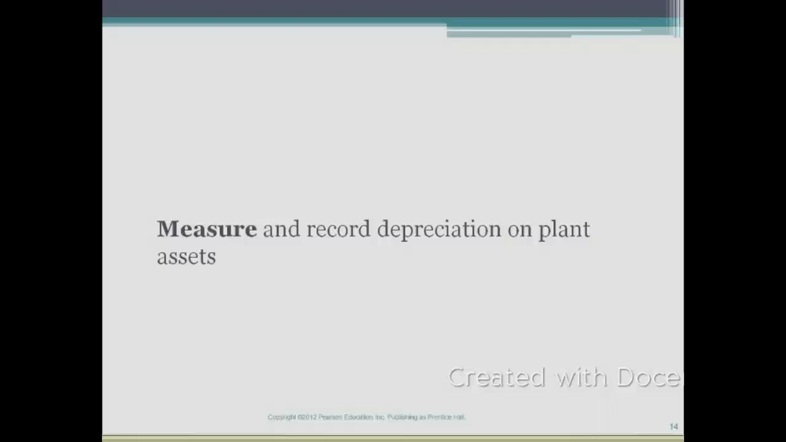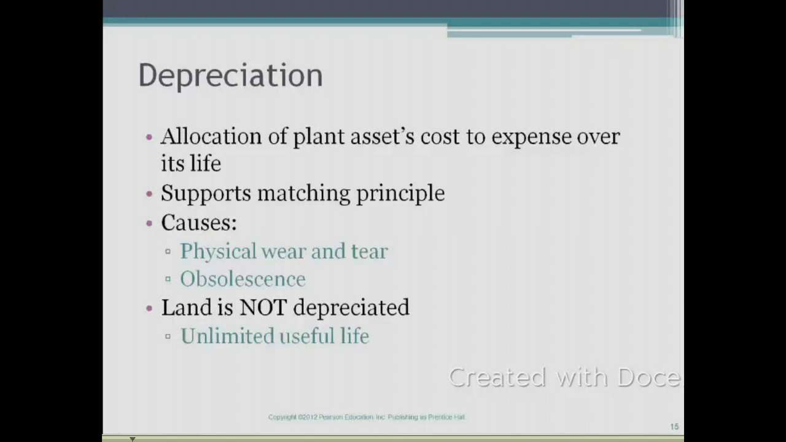In this section, we're going to talk about how to measure and record depreciation on plant assets. Depreciation is defined as the allocation of the asset's cost to expense over its useful life. This supports our matching principle. The reasons for depreciation are that assets have physical wear and tear, and that some assets become obsolete.